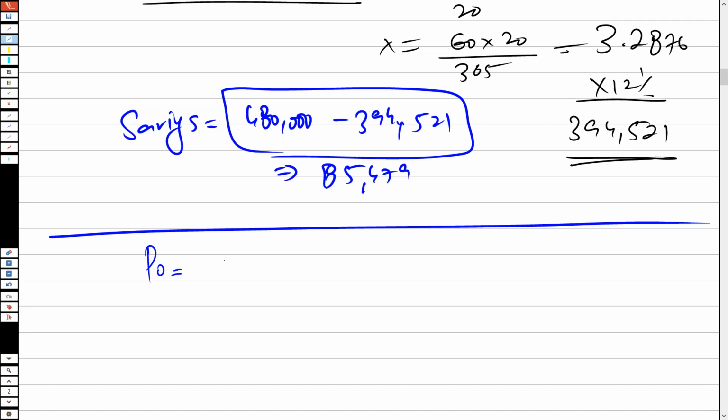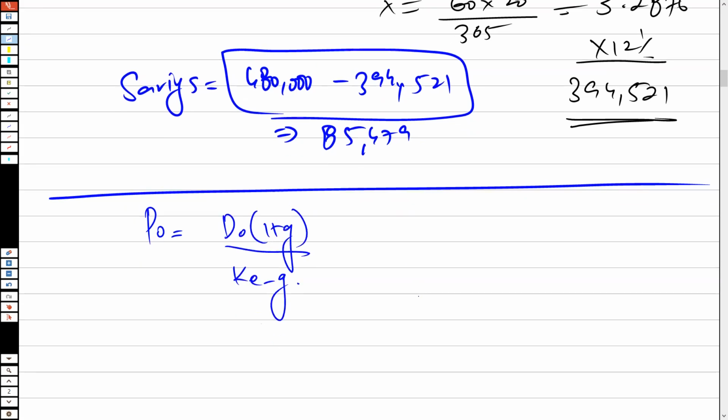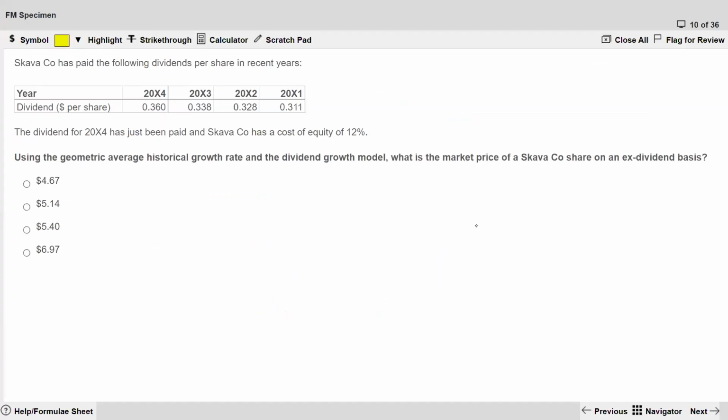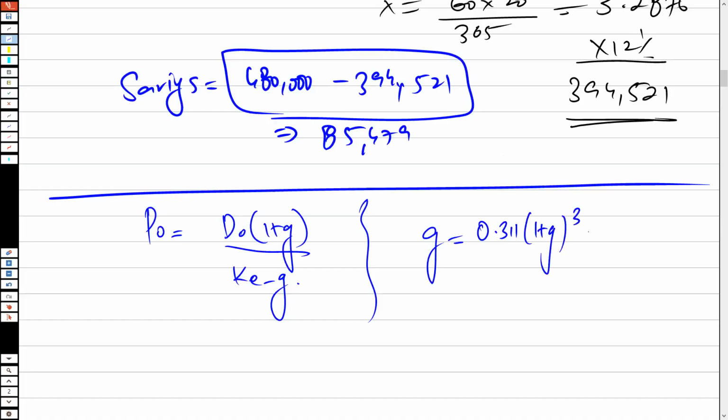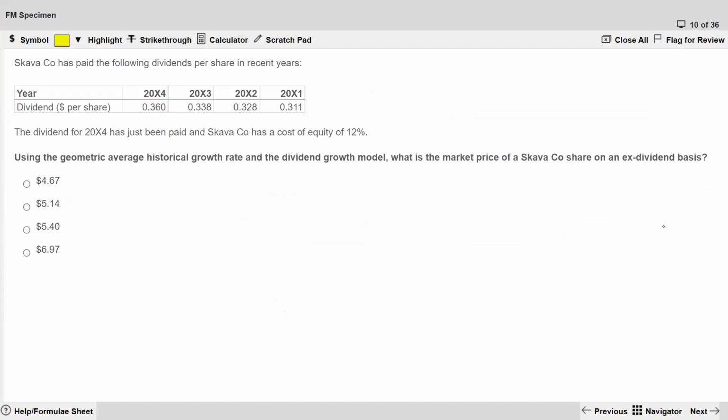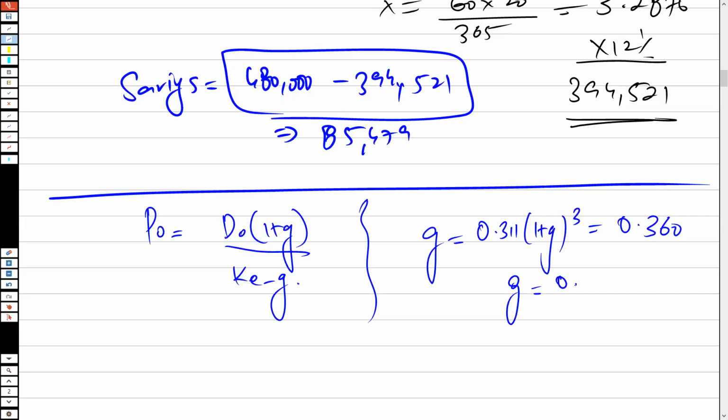Using the dividend growth model, P naught is equivalent to D naught (1 plus g) divided by Ke minus g. Now we need to have the growth rate. How is the growth rate going to be calculated? You have got the 2001 dividend, you have got the 2004 dividend. You would say 0.311 into (1 plus g) power 3 is equivalent to 0.360. Why power 3? Because it has grown by 1 year, 2 year and 3 year. So hence g is going to be the cube root of 0.360 divided by 0.311, minus 1.